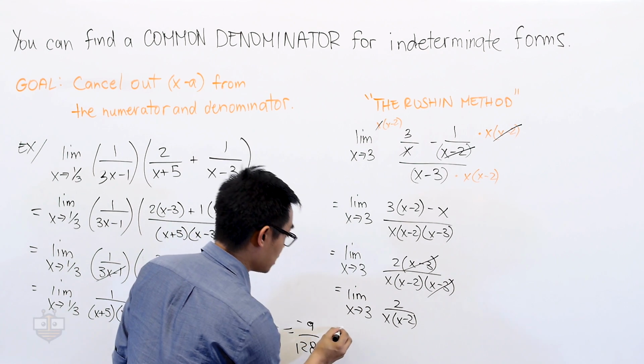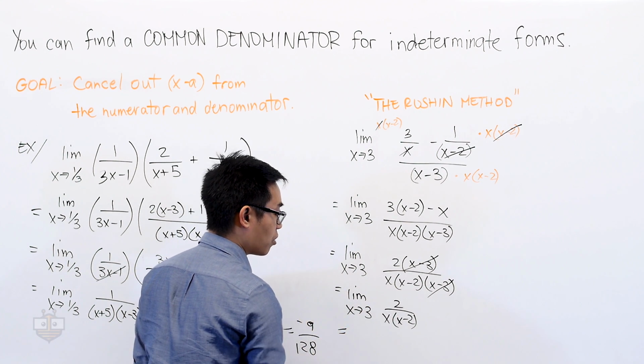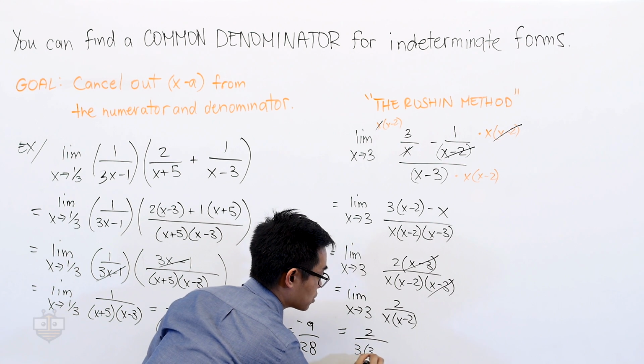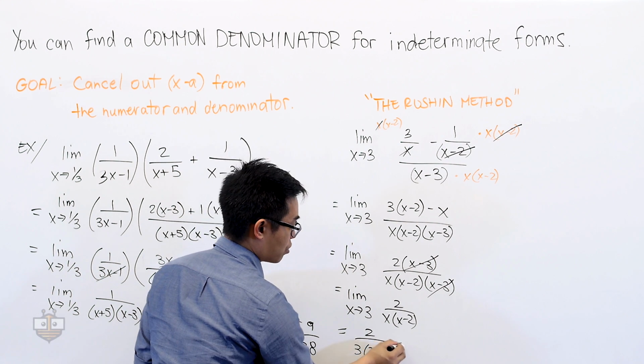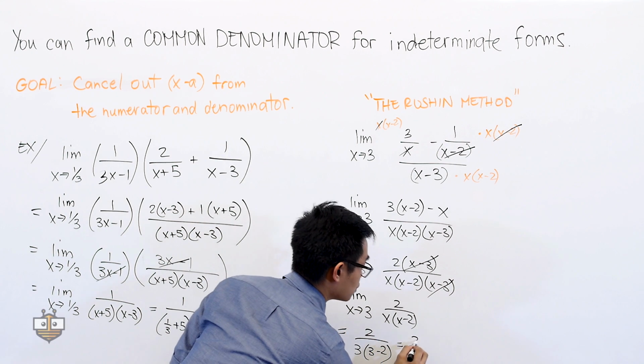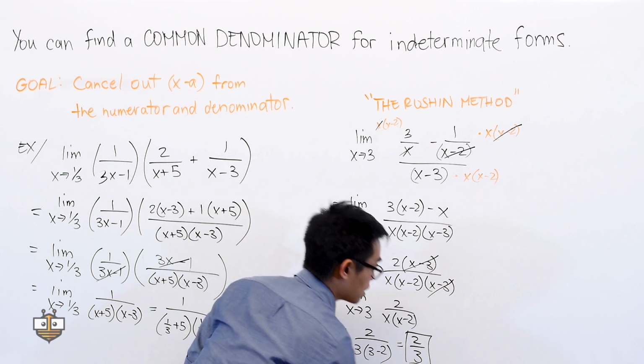Now we can sub in because we won't get a 0 over 0. So you get 2 over 3 times (3 minus 2). 3 minus 2 is 1. 1 times 3 is 3. And 2 divided by 3 is just 2/3. So that's our answer.